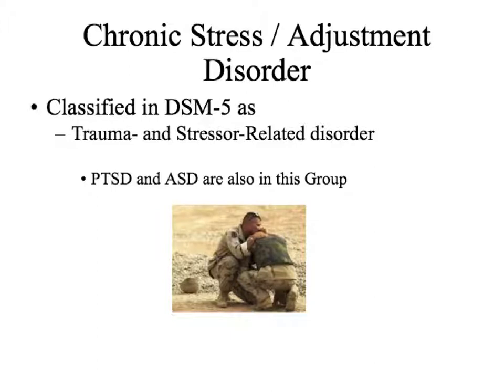So most chronic stresses and the stresses associated with specific conditions have recently been reclassified in the DSM-5 as the trauma and stressor-related disorders. And so it's highlighting the association of adjustment disorders and chronic stress and their relationship to things like PTSD, because there is a strong relationship.